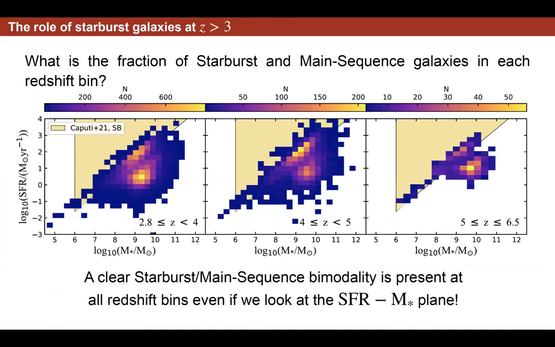But before showing you the results we obtained, I want to stress the fact that even if we look at the star formation rate stellar mass plane, but this time from another point of view, which is the 2D distribution, we are able to see these two different bulks of star formation. The first one is located in the starburst cloud, and the second one on the main sequence of galaxies. So this bimodality is clear even if we look at this kind of plot.